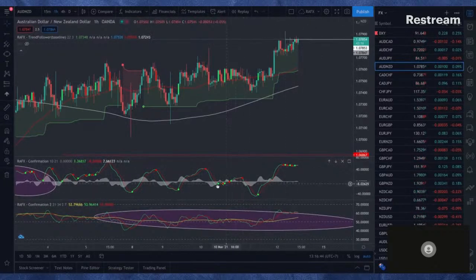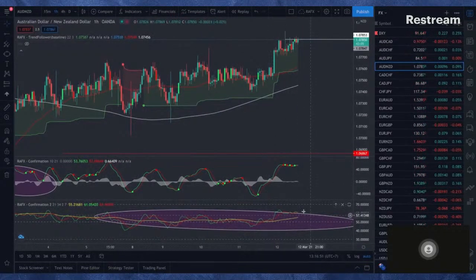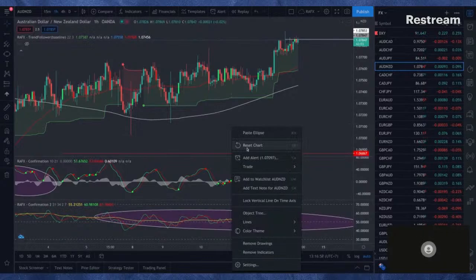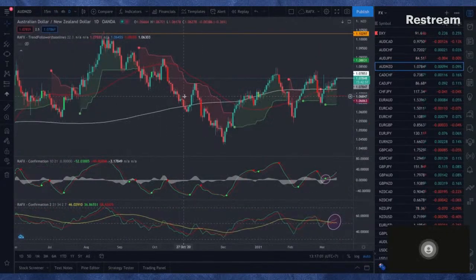The confirmation is in this zone, and the confirmation 2 is already above in the buy zone. So that's why I entered into AUD NZD. Okay.